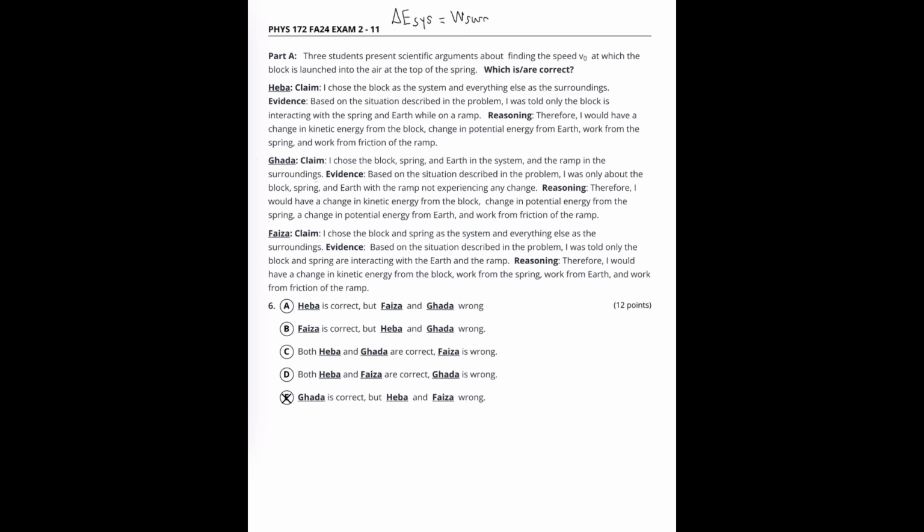The first one chooses the block as a system and everything else as the surroundings. However, they say that there is change in potential energy from the Earth. That would make Earth part of the system, which they did not specify. Therefore, this claim is wrong.